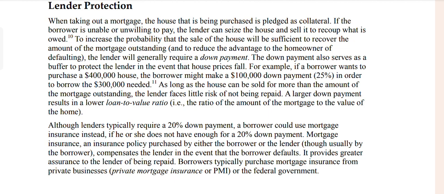Although the lender typically requires a 20% down payment, a borrower could use mortgage insurance instead if he or she does not have enough for a 20% down payment. Mortgage insurance is an insurance policy purchased by either the borrower or the lender, usually by the borrower. It compensates the lender in the event that the borrower defaults. To provide greater assurance to the lender of being repaid, the borrower typically purchases mortgage insurance from a private business, private mortgage insurance or PMI, or from the federal government.